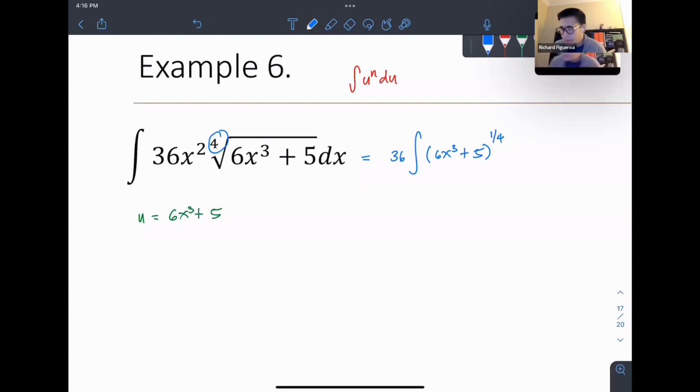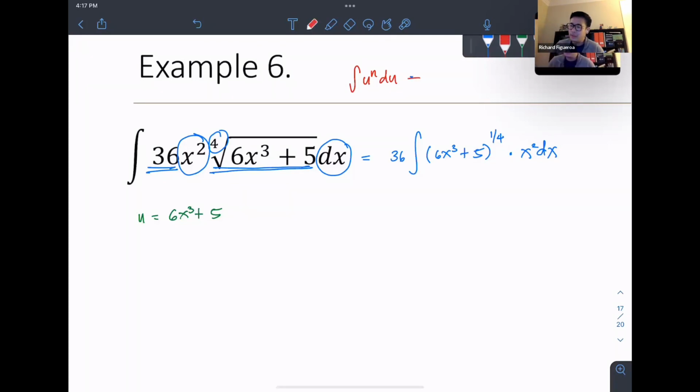So what is the excess? We already removed this, so this one is our u. What remains would be x squared dx. So that is our first step. We just rearrange it in order to fit the given formula. So we can use this formula, the integral of u to the n du, which is u to the n plus 1 over n plus 1 plus c.